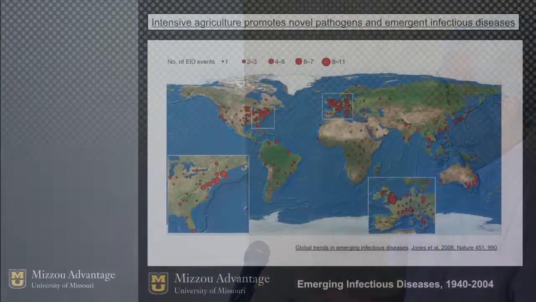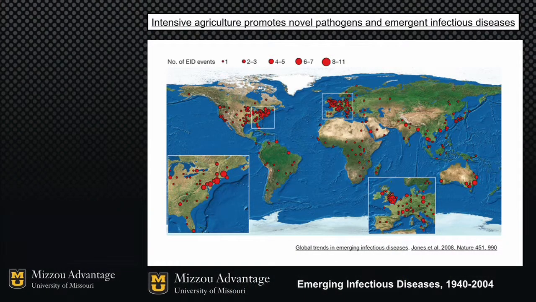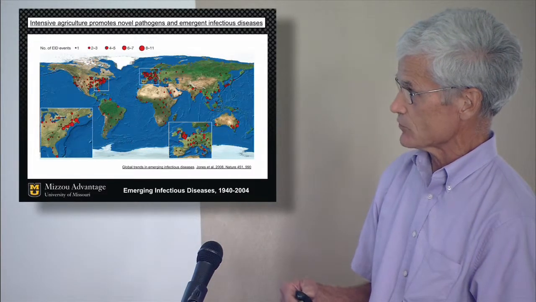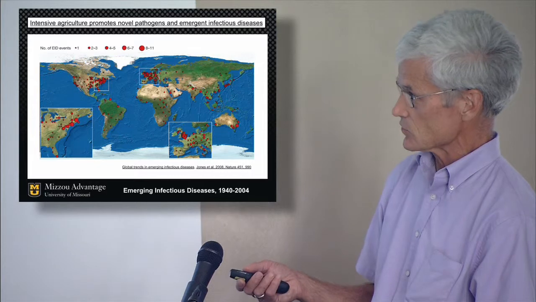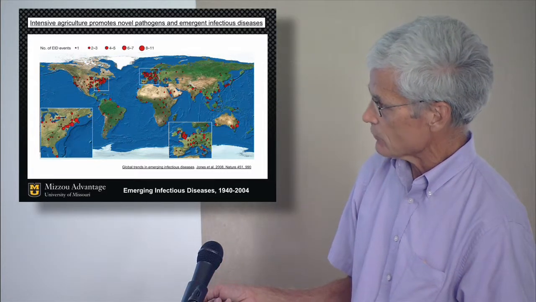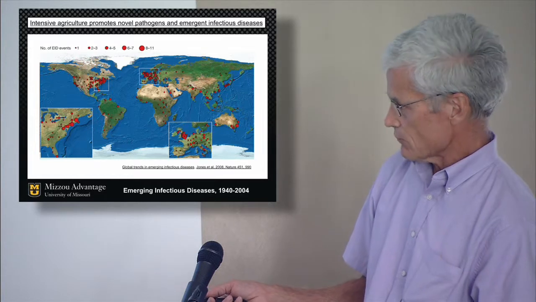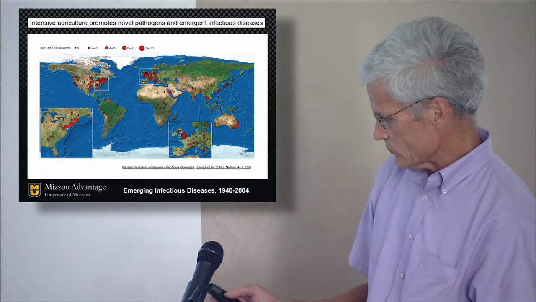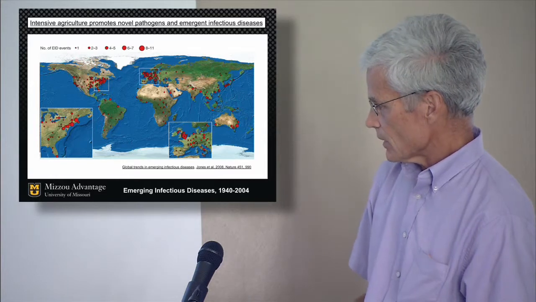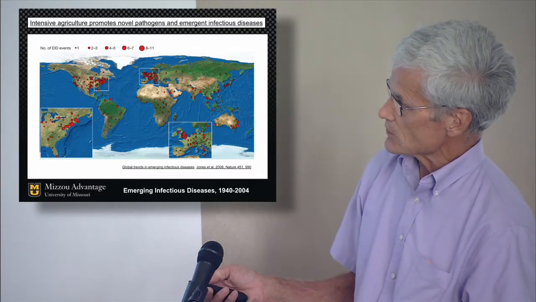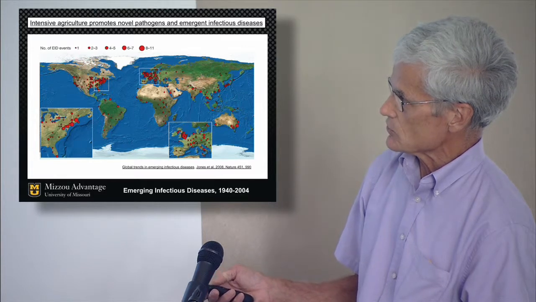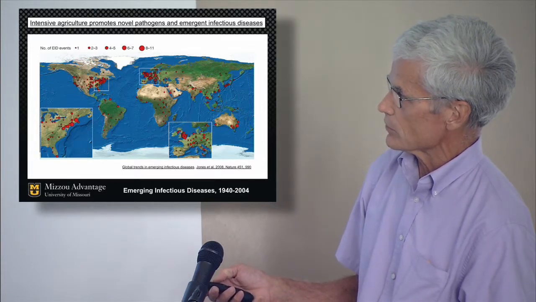So the second reason, or another reason why biodiversity is important, is that as we reduce natural biodiversity, we increase the opportunity for pathogens and species that are harmful to us to arise. And this is a plot of emerging infectious diseases from 1940 to 2004.